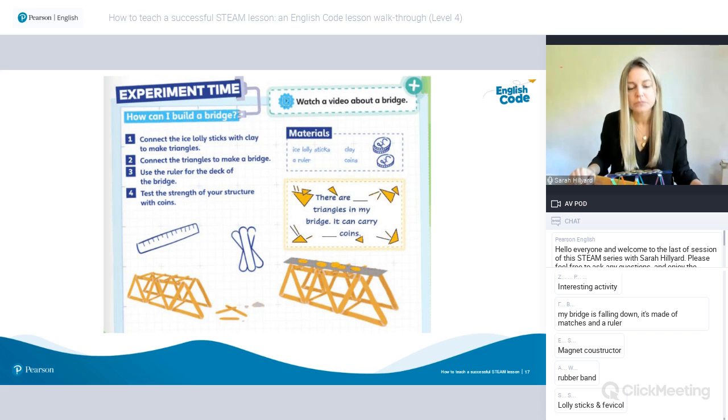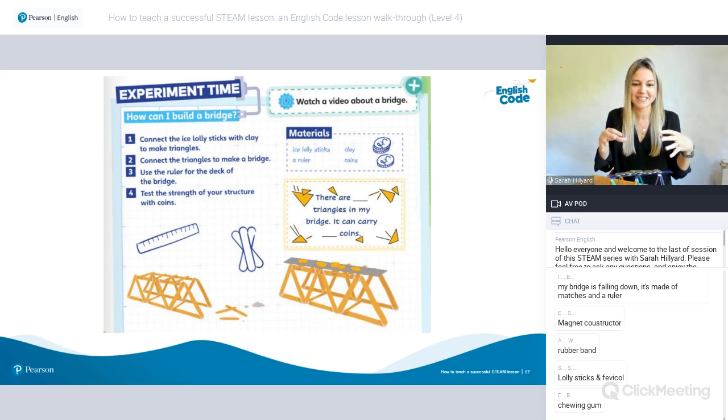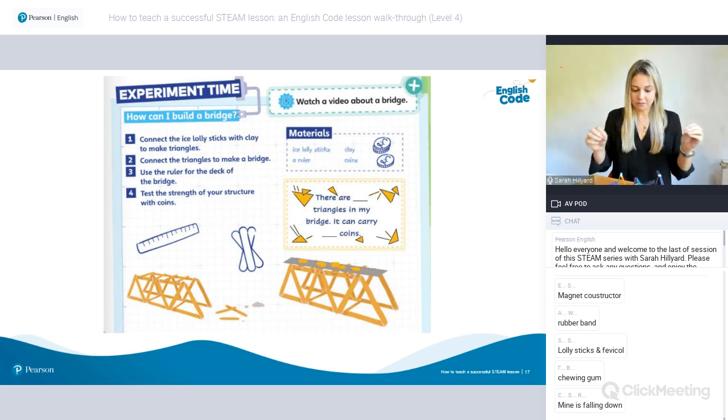So you see, we tried different materials here because we're in different places and we haven't all got the same material. Chewing gum. Are you using chewing gum? You're very creative.